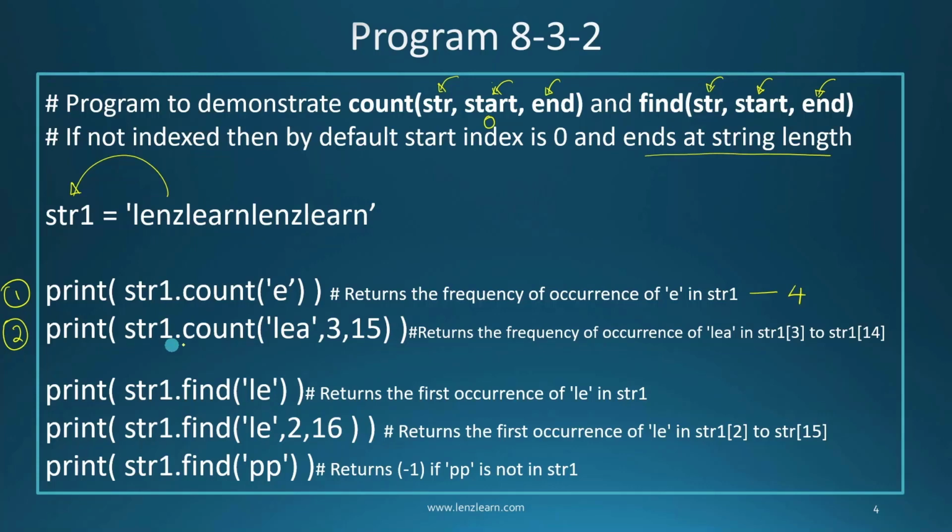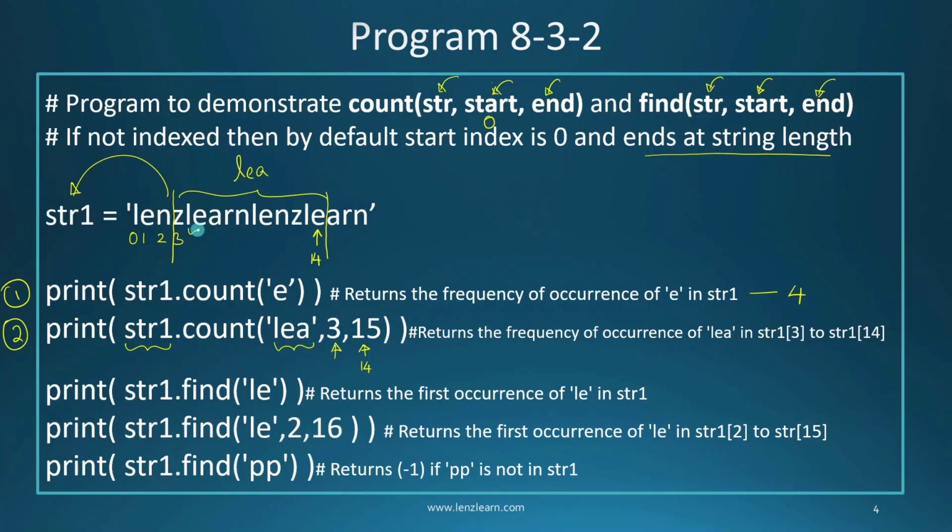In the second print statement, I'm going to count how many times this combination of characters occurs in the string str1, starting at index 3 and ending at index 14, not 15, 14. So it will search for LEA starting at 3. You can see this is index 0, 1, 2, 3. So we are searching starting at index 3 going all the way up till 14. Now we can see this E comes at index value 14. So we are checking whether, within this range, I can find how many times LEA occurs.